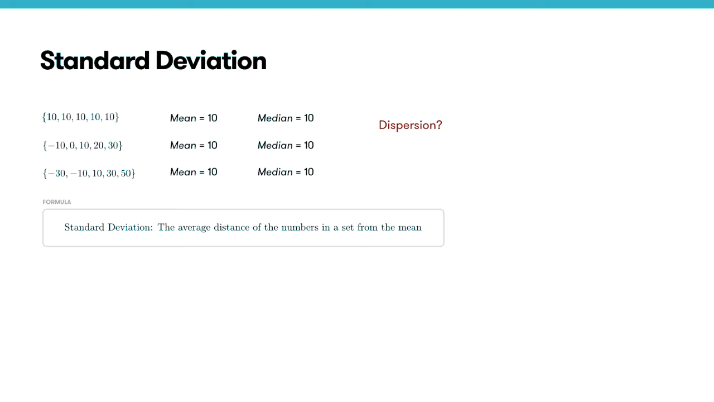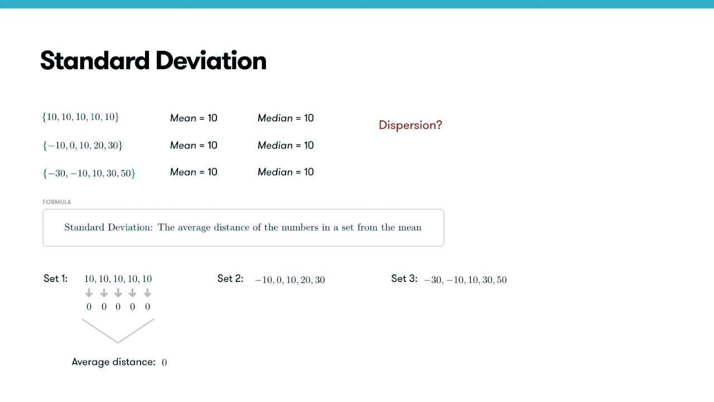So to understand how to apply it, let's use this formula on the three different sets in this question. Let's start with the first set. We'll start by determining the distance of each term from the mean. In this first set, we know the mean is 10, so each term here is a distance of 0 away from the mean. Since each term is 0 away from the mean, the average distance from the mean is 0, and so the standard deviation of this set is 0.